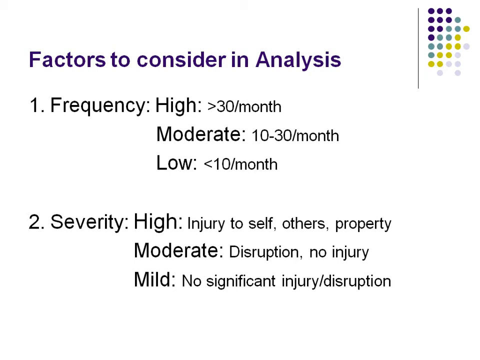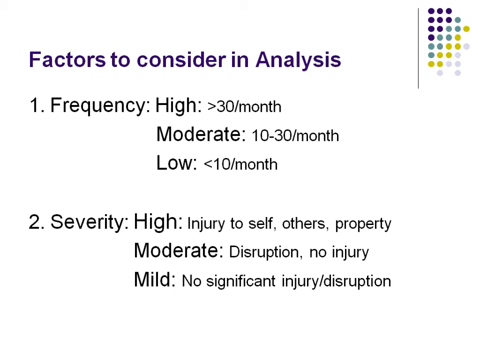Severity is often defined as high, moderate, or mild, high being if there's injury to a person, others, or property. In other words, there's actually destructive outcomes to the behavior. If it's mild, there's no significant injury or disruption.